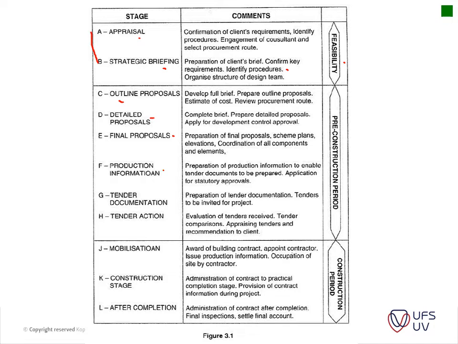And then you've got your production of information where you actually start doing your design and getting cost ready, getting your schedules done, etc. Then you prepare your tender documentation based on the design that has been done, and then you go out on tender. And once your tender has been awarded, so you appraise your tenders, and then the mobilization includes the awarding of your building contract and the contractor is appointed.